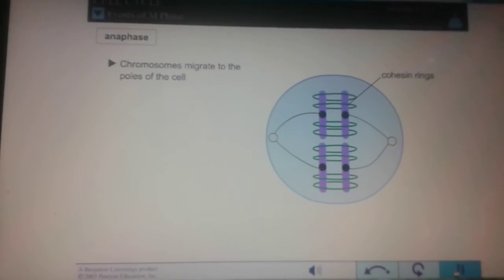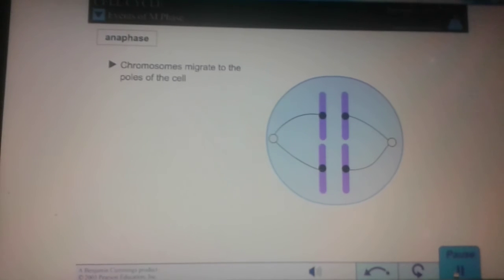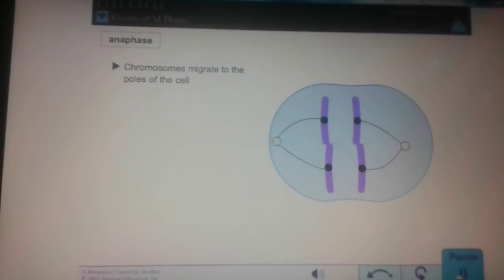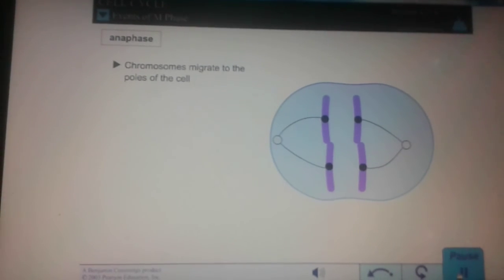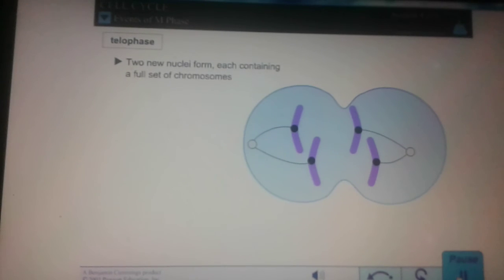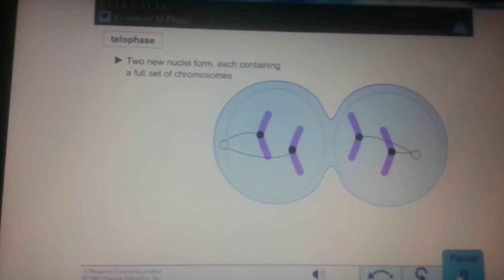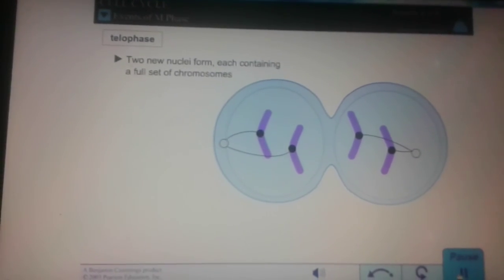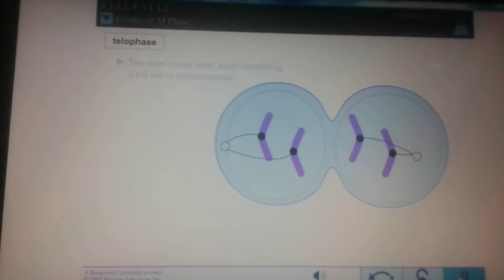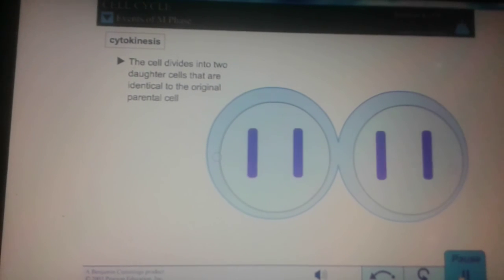In anaphase, the cohesion between the sister chromatids is lost, and the microtubules pull the two sets of chromosomes to the opposite poles of the cell. New nuclear membranes form around each of the sets of chromosomes in telophase, the final step of mitosis. Cell division is then completed by cytokinesis.